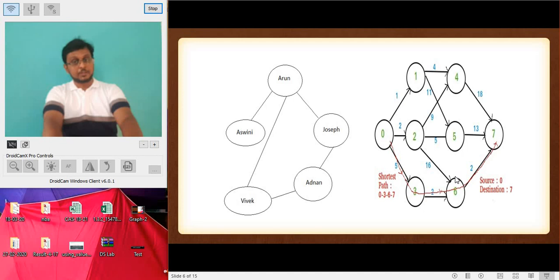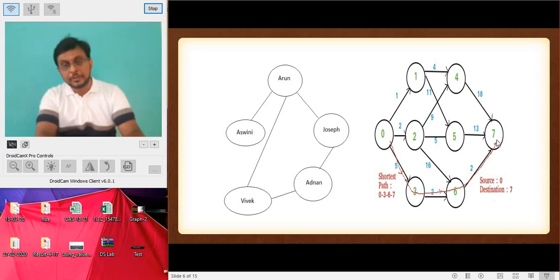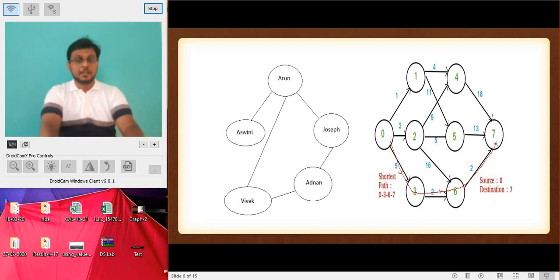So by using graph theory, you can very effectively generate the shortest path between those two cities. So here the shortest path is in this way: the traveler has to follow this particular path, 0 to 3, 3 to 6, and 6 to 7. That is the least. That is the shortest path for that particular traveler. In this way, the graph has a lot of applications in the area of computer science, and also in mathematics.